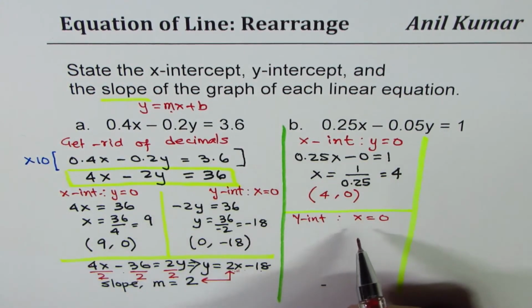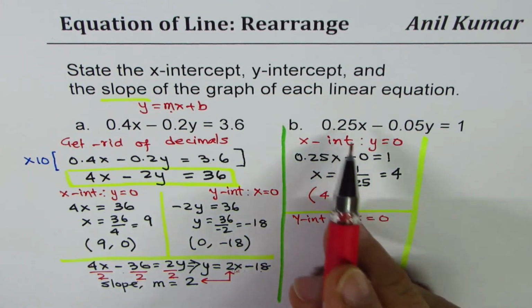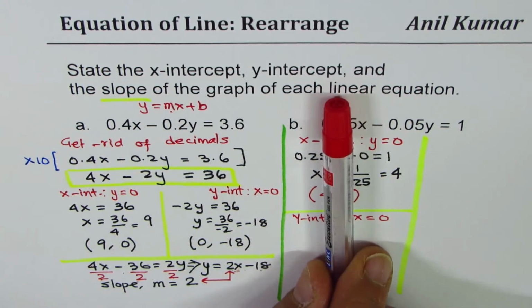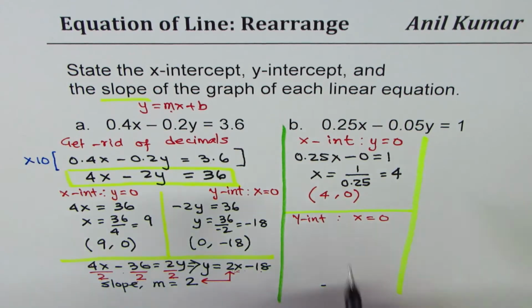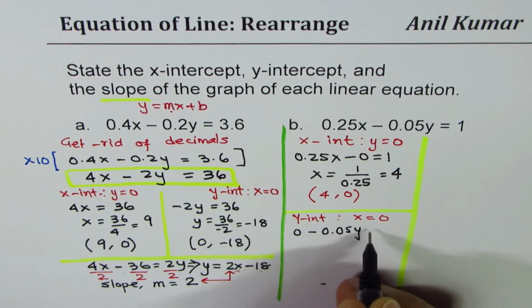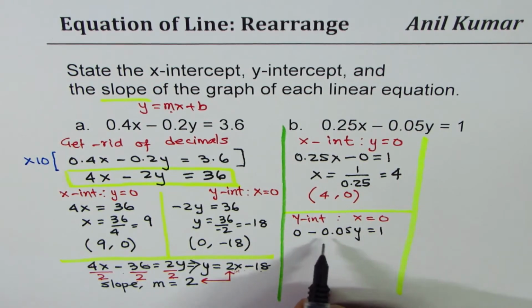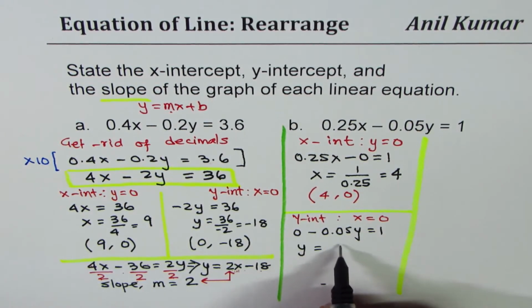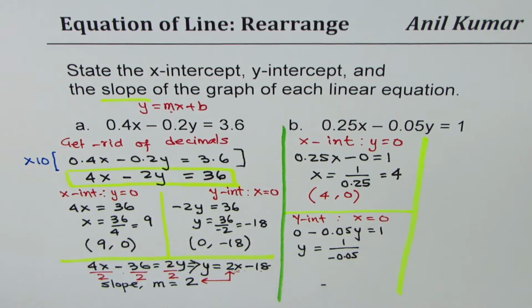So we are going slow, but I hope you understand the concept. X is 0 means hide this, find y. So let's do it. So we have 0 minus 0.05y equals 1. So from here, what is y equal to? Y equals 1 divided by minus 0.05.